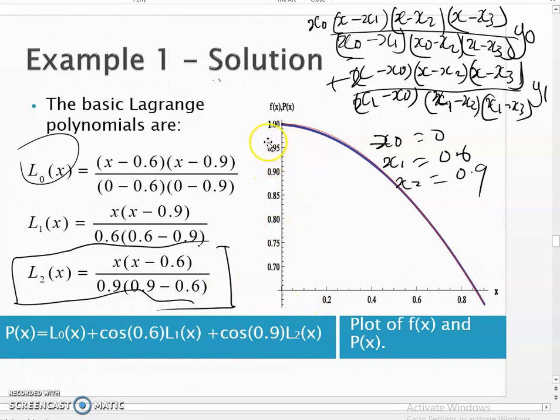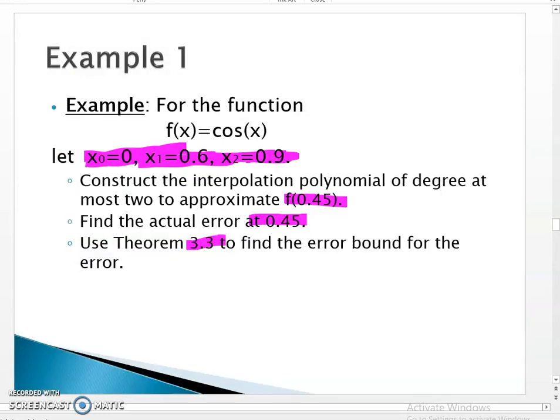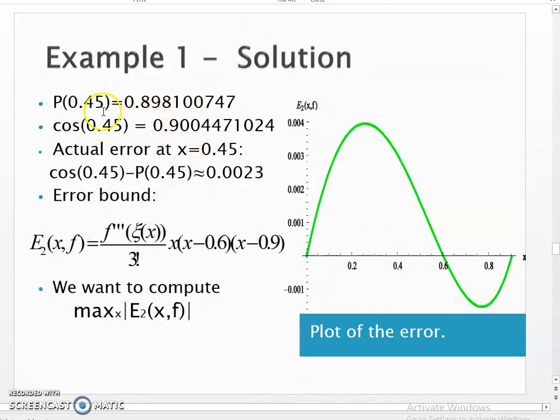So it is cos 0.6 for x1 plus cos 0.9 for x2. And if you observe, this graph shows us the interpolating polynomial of this function f of x. Now the solution to this will be to find the interpolating polynomial at 0.45, as we were given. Plug this in your calculator, but make sure that your calculator is in radians, so that you will have 0.81074. For cos 0.45, this is what you will get when your calculator is in radians.